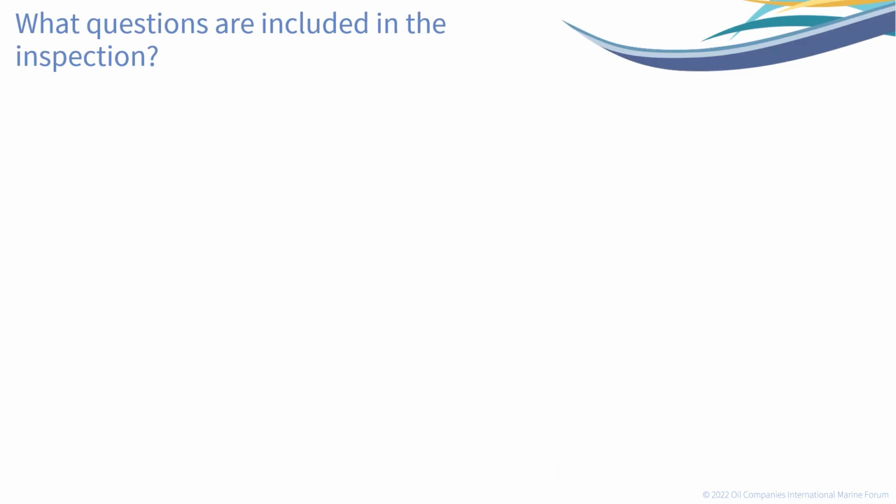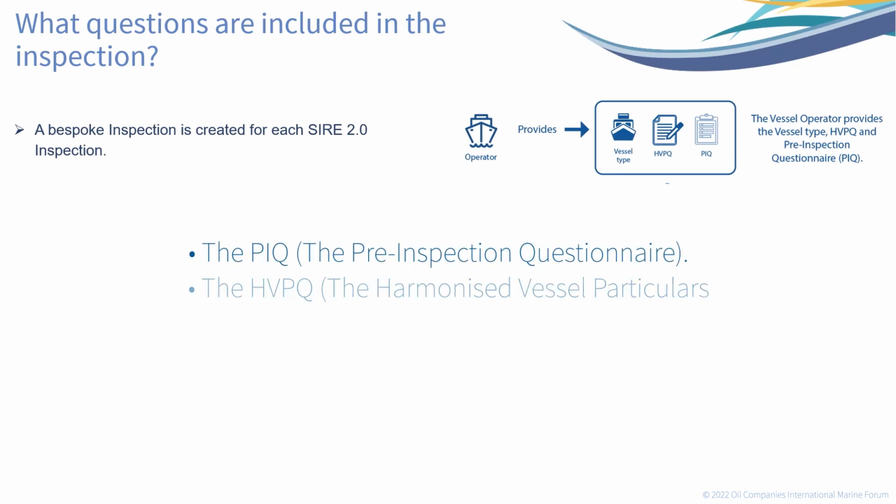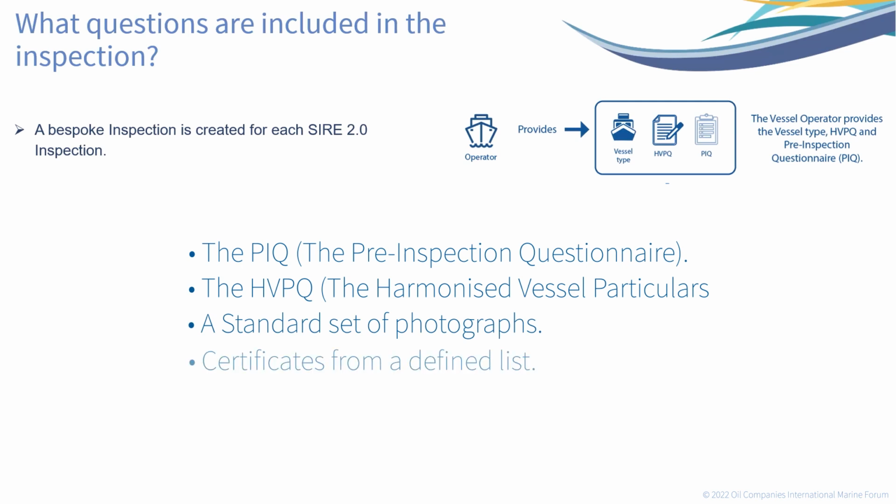So, what questions are included in the inspection? A bespoke question set is created for each Sire 2.0 inspection and requires the vessel operator to provide information by the following means: the PIQ, the Pre-Inspection Questionnaire; the HVPQ, the Harmonized Vessel Particulars Questionnaire; a standard set of photographs; certificates from a defined list; an inspection declaration, where the operator confirms that all data, photographs and certificates provided are accurate, complete, and are in accordance with the instructions provided.